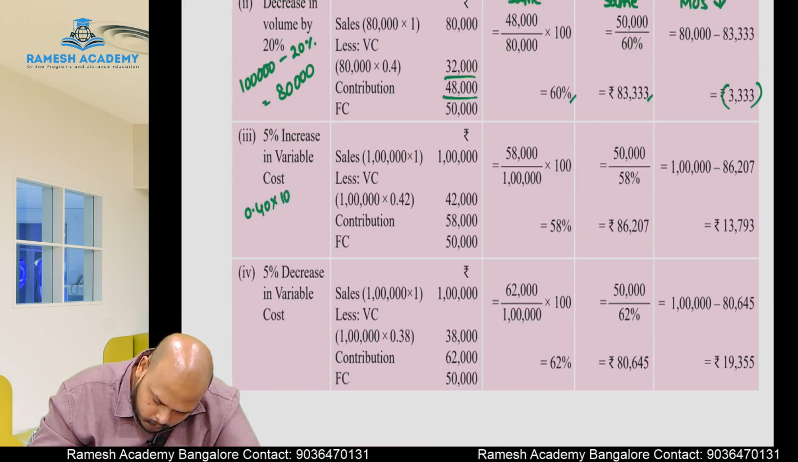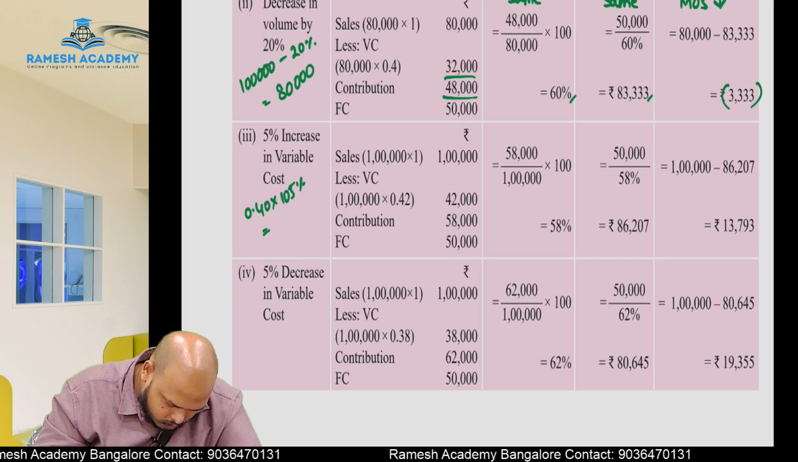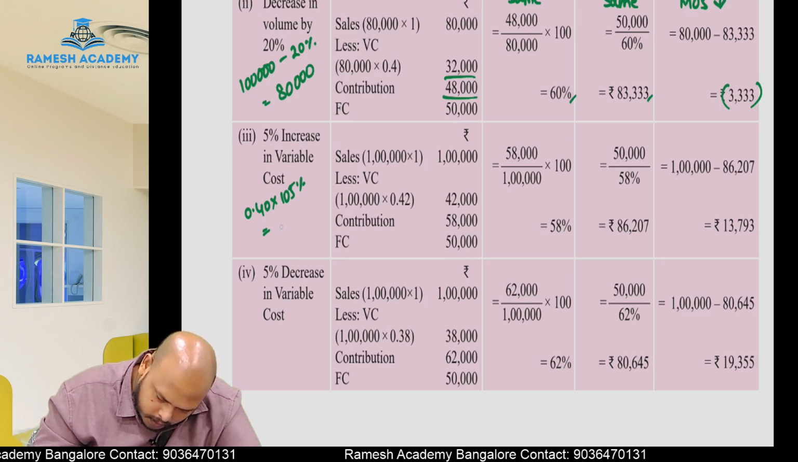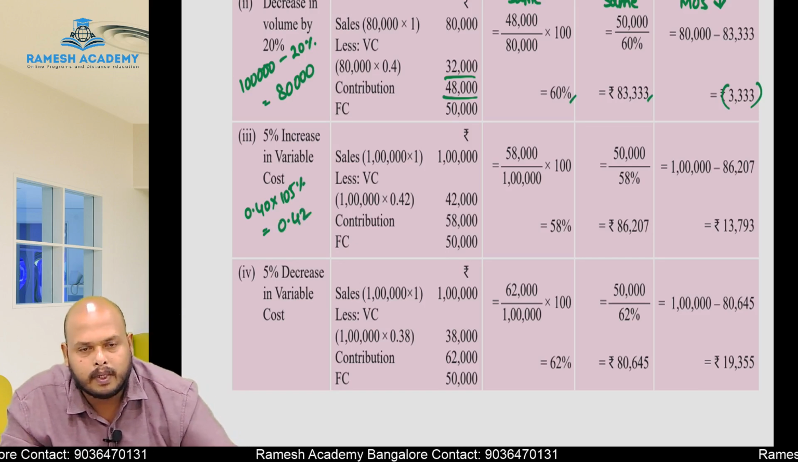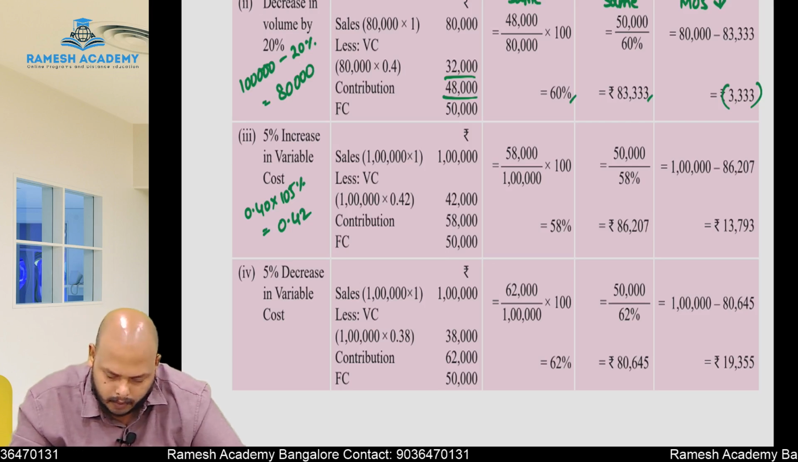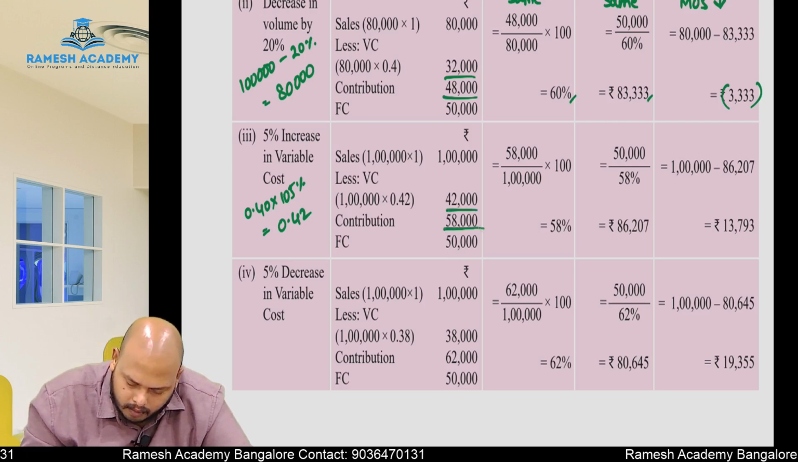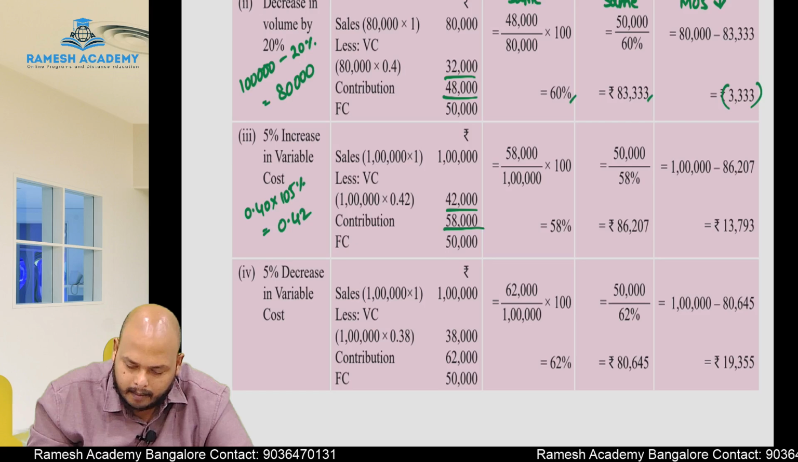0.40 into 105%, that is nothing but 0.42. How much is the variable cost? 0.42. 1 lakh into 0.42, that is nothing but 42,000. How much is the contribution? 58,000. 58,000 divided by 1 lakh, that is nothing but 58%.